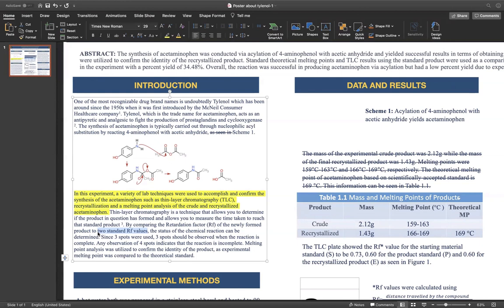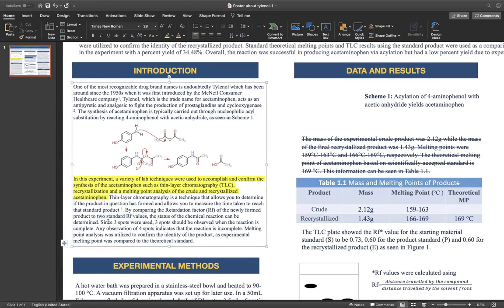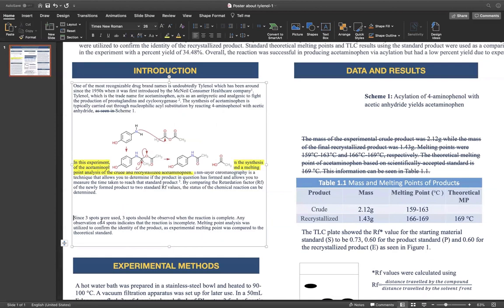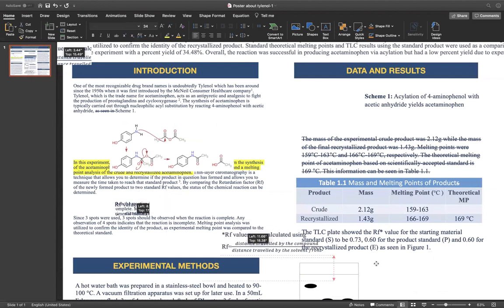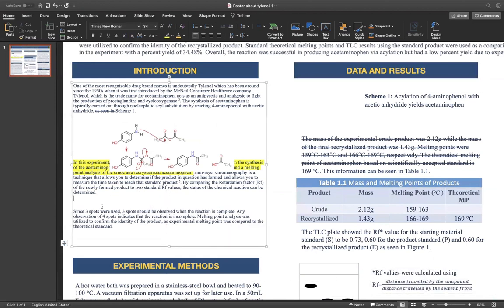It could definitely be worded better, and then RF values also depend on the interaction of each molecule with the stationary versus mobile phase. There are different things that you could write. It's just going to be very short, a few sentences, depending on how you reword it. How to calculate the RF value could have been included here, and it could stay right within the data and discussions section.